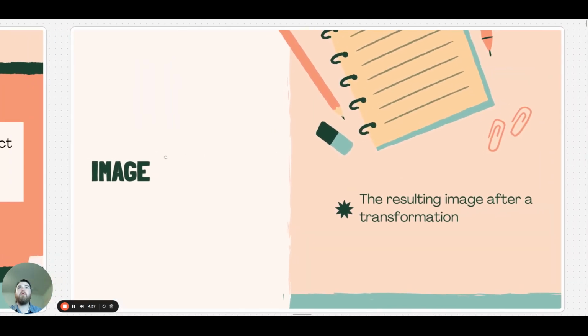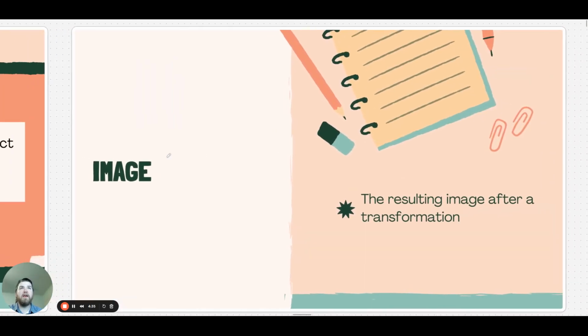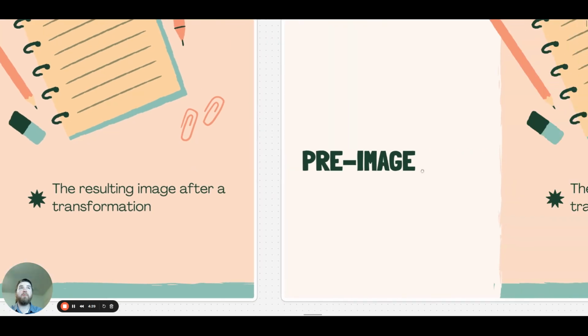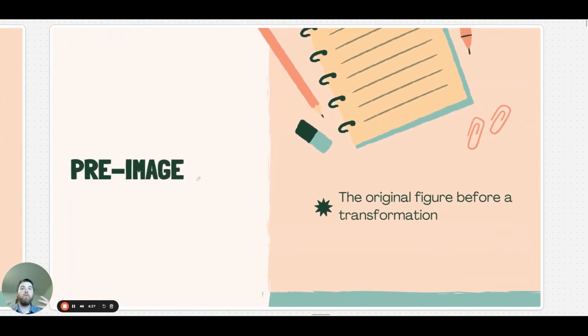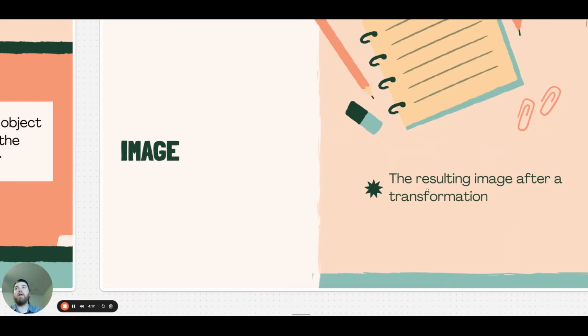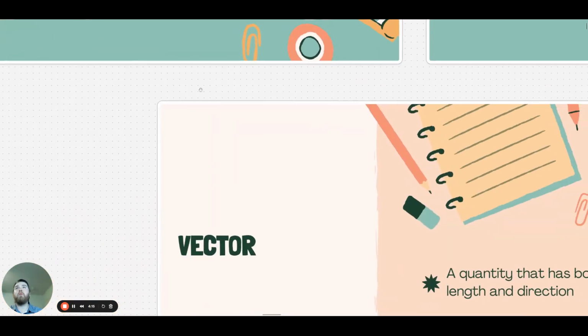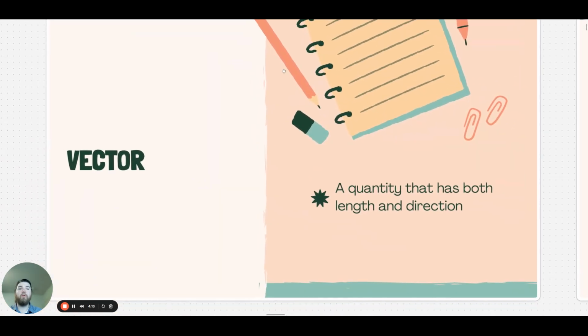So just some reminders here on some definitions. One, the image is the resulting thing that happens after a transformation. What you start with is the pre-image. So the pre-image is that original figure, shape, object, whatever it is. That's what you start with. And then you're going to do some sort of transformation to it, and then it's going to give you that image. So specifically, what we're looking at today is what's called a vector.